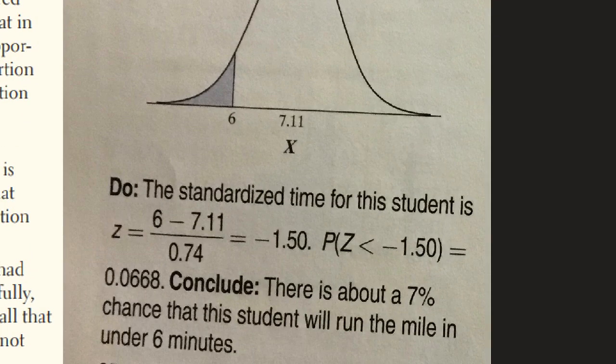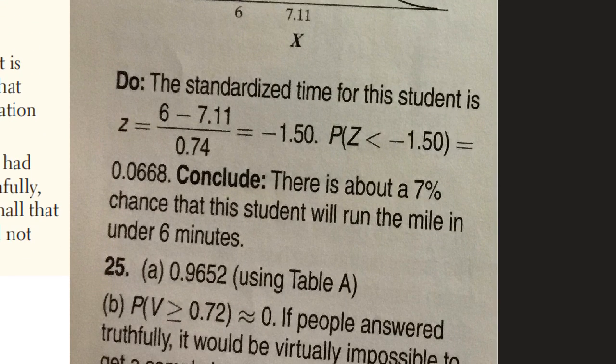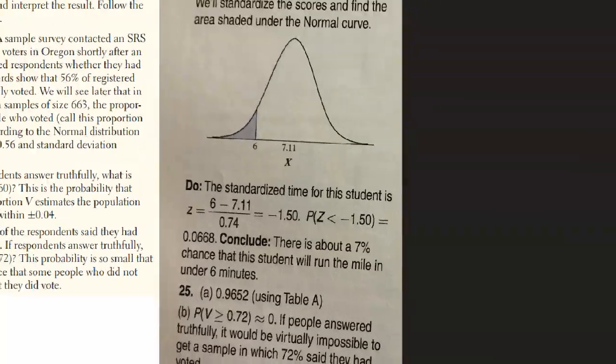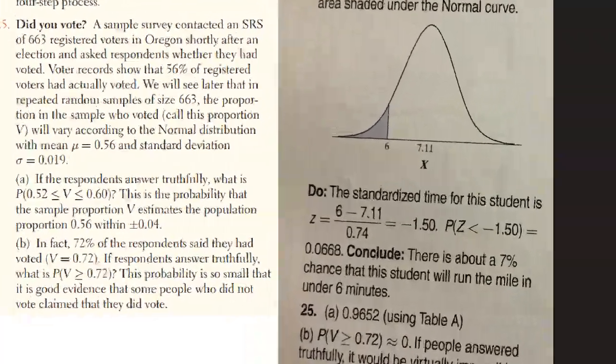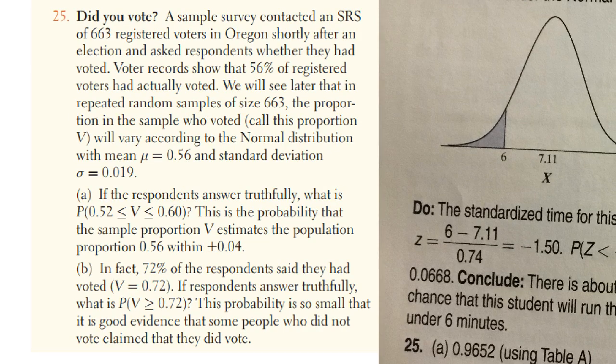And then it's just normal CDF to finish the problem, really. And so they went ahead and found the z-score and then found normal CDF, so about 7% chance. But we could have just done normal CDF right away. I'm not going to review how to do that. If you need help with that, I can go back and look at it.